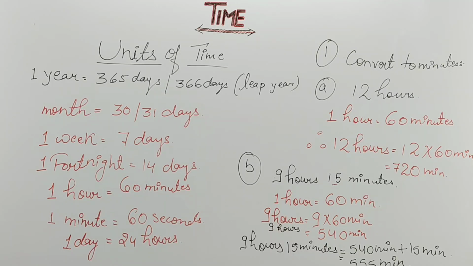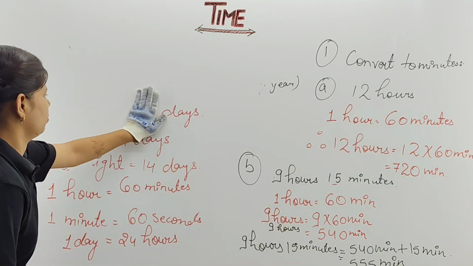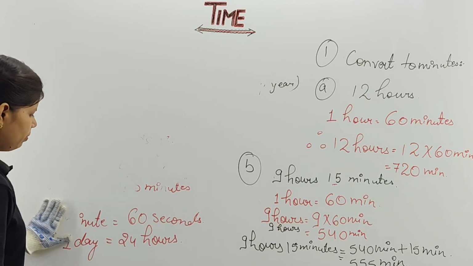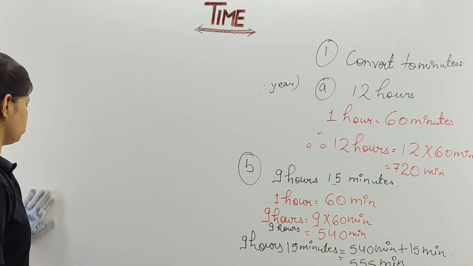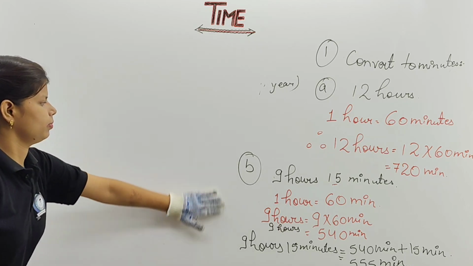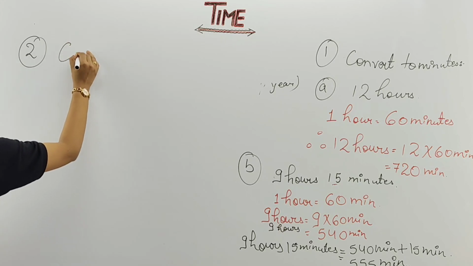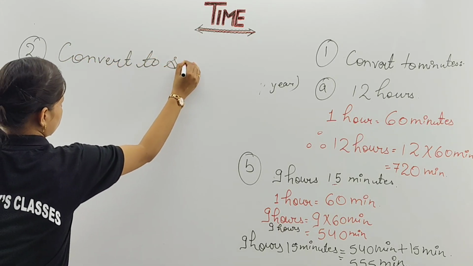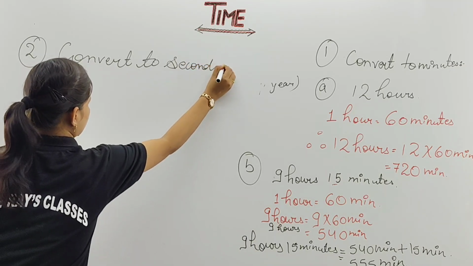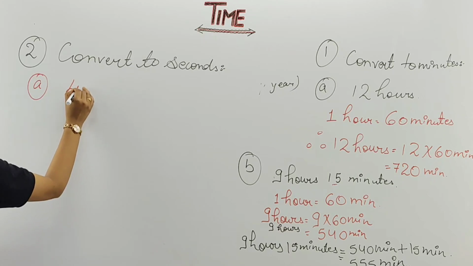What is given? You have to convert to seconds. I'm going to erase this part. Second means what is written? 1 minute equal to how many seconds? Can you guess how many seconds we are having in 1 minute? Good. So your second part of yours is convert to seconds. Clear? And your question is given 4 minutes.